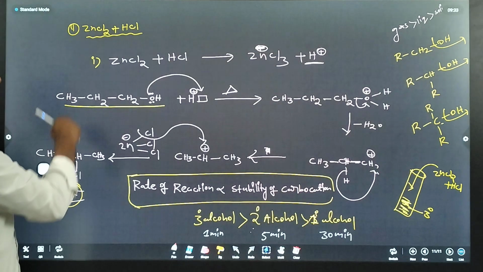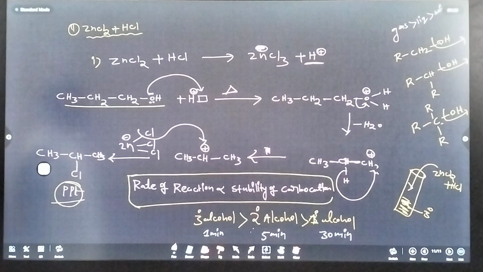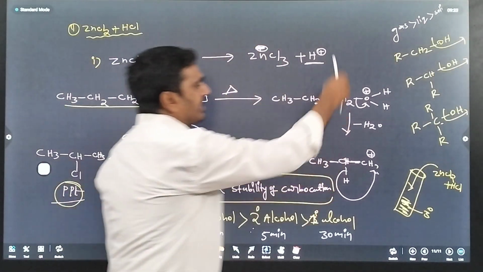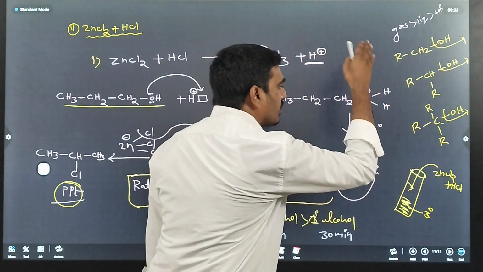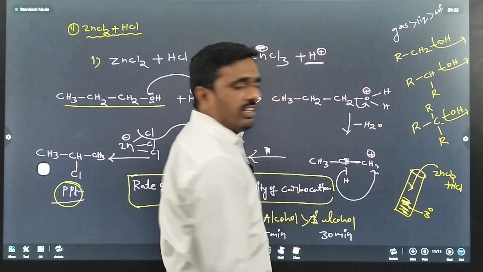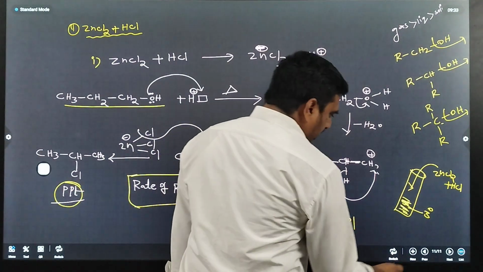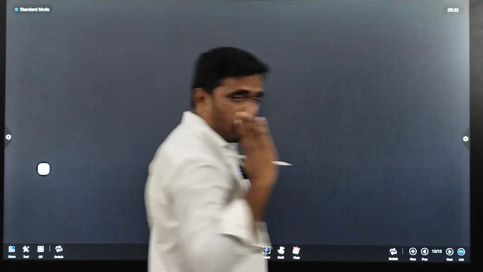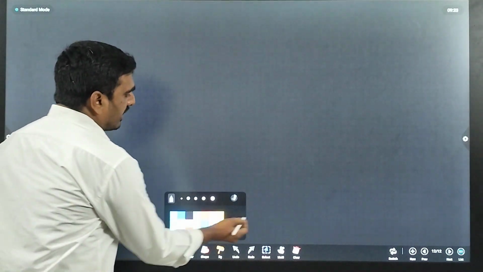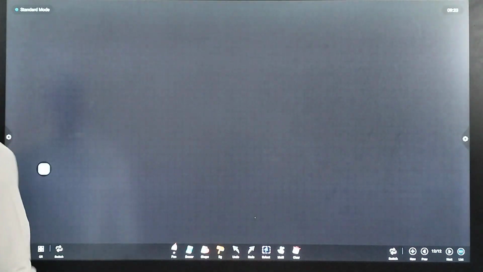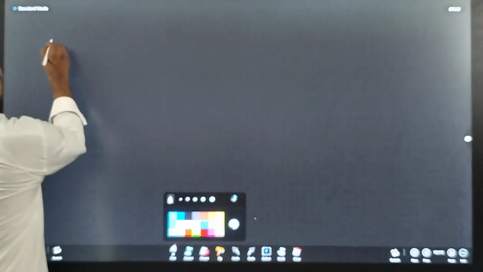So by using Lucas reagent, we can prepare alkyl halides. Among these three alcohols, which is the most reactive? The tertiary alcohol is more reactive because it forms a more stable carbocation, that is, a tertiary carbocation. In this reaction, ring expansion is also possible, because a carbocation is formed as an intermediate. So I can write one more example.